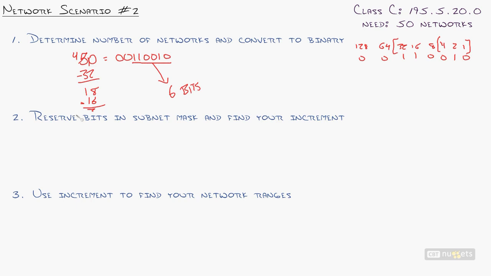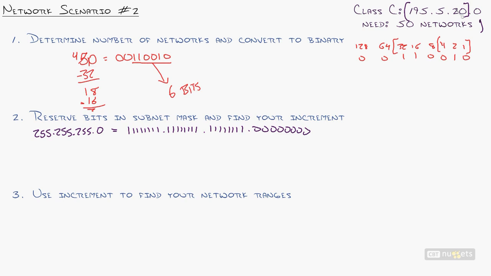So step number 2, reserve bits in the mask and find your increment. So 255, 255, 255, 0 was our original mask, so let's write it up. 1, 2, 3, 4, 5, 6, 7, 8. 1, 2, 3, 4, 5, 6, 7, 8. 1, 2, 3, 4, 5, 6, 7, 8 dot 1, 2, 3, 4, 5, 6, 7, 8. Those are the host values. That's what we can play with because those are the ones that we really have. The rest, this network was given to us. We can't really change that.